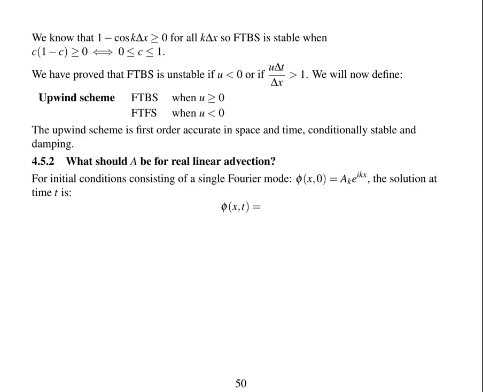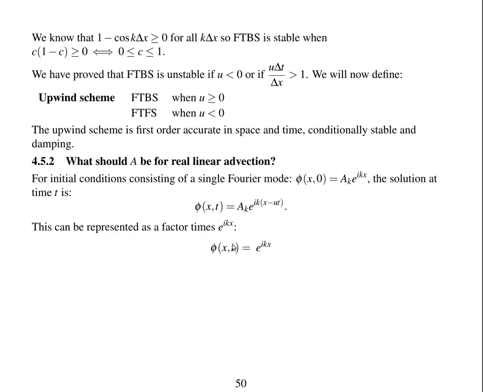So what should a be for real linear advection? Is this damping, the fact that FTBS, or the upwind scheme, is damping, is that a problem? Is that realistic? So we'll consider what the amplification factor should be for real linear advection. We'll consider initial conditions that consist of a single Fourier mode. So phi at time 0 is equal to a_k e to the power ikx. And then we know what the solution at time t should be. From the analytical solution, it's just moved around the domain.